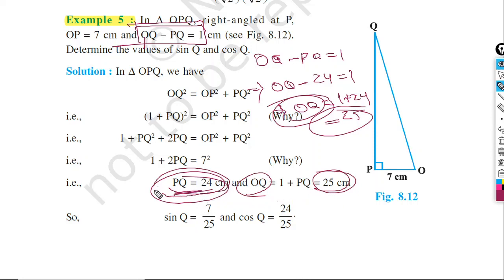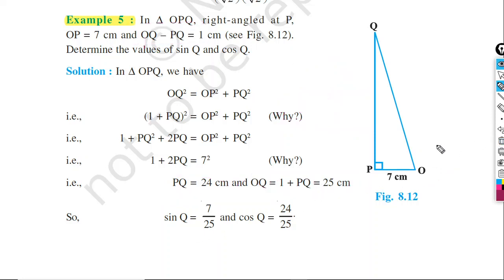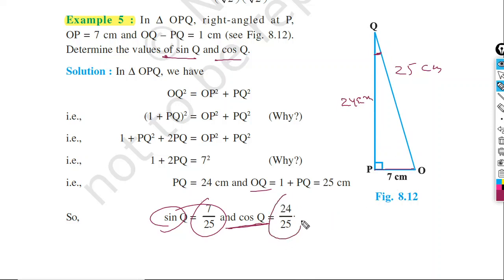Now we have got the value of PQ and the value of OQ. OQ is 25 cm and PQ is 24 cm. What we have to find is the value of sin Q and cos Q. Look at it: Q is here. Sin Q equals OP divided by hypotenuse 25, so OP is 7, giving 7 by 25. Similarly cos Q equals B by H, or side adjacent to angle Q divided by hypotenuse, so 24 by 25.